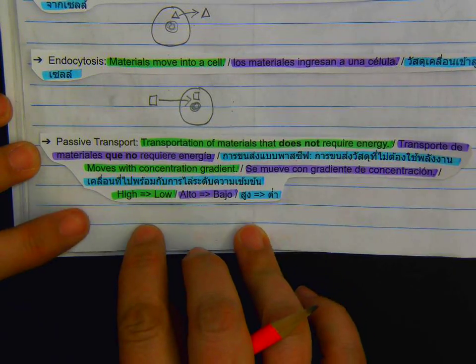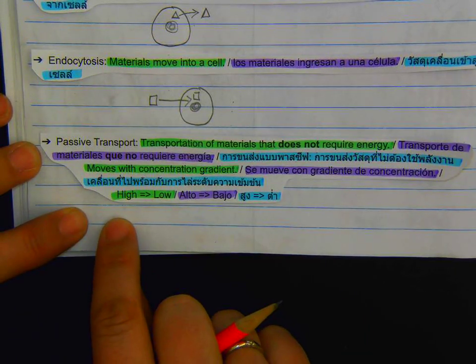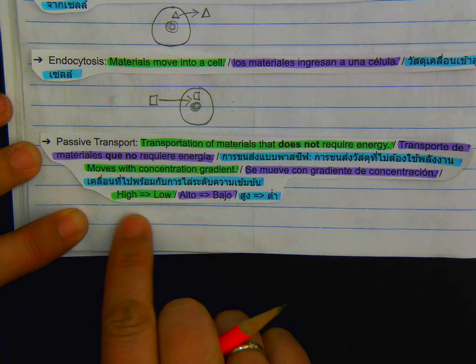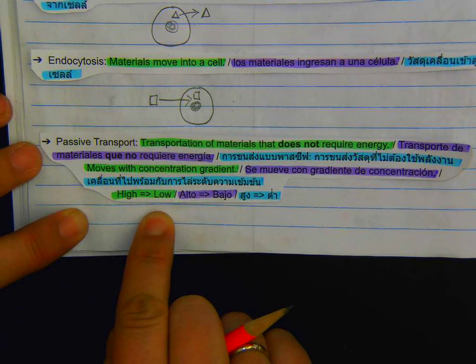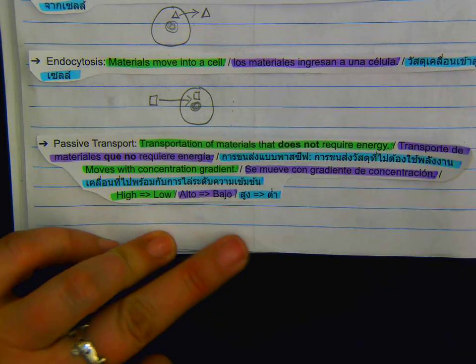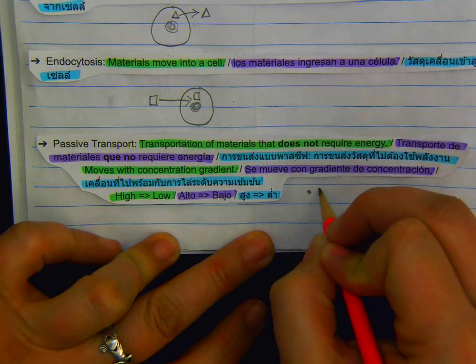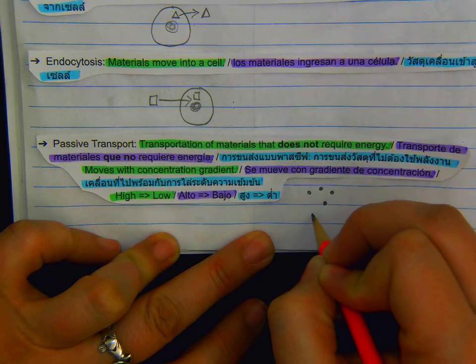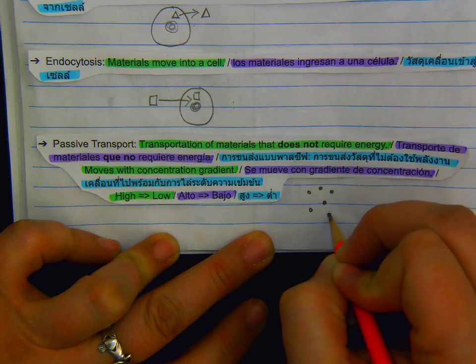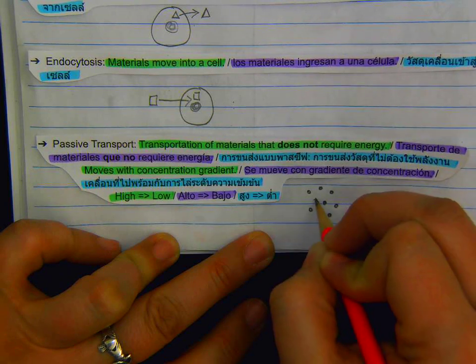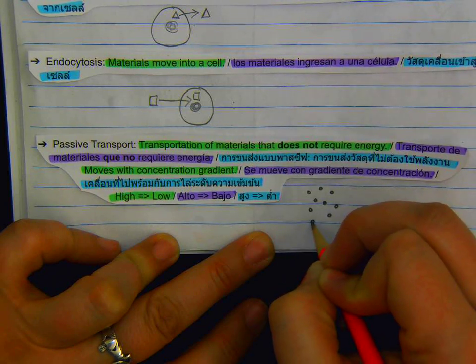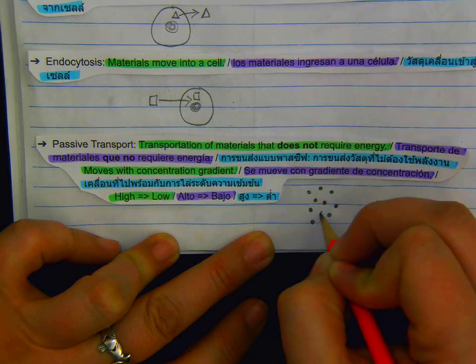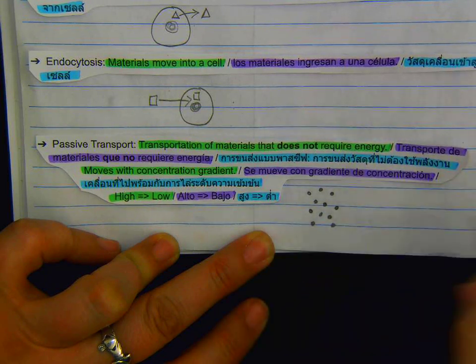So for this one, things move with the concentration gradient. So they go from a high concentration to a low concentration. So we can do what we did for active transport. If we draw an area of a lot of particles, it's very crowded. Maybe all of these things feel like their neighbors are taking up too much space.